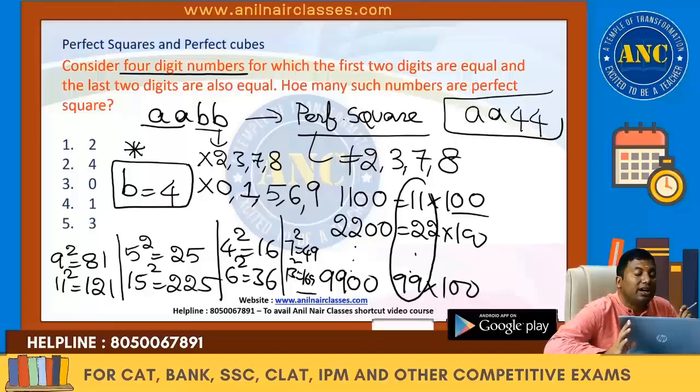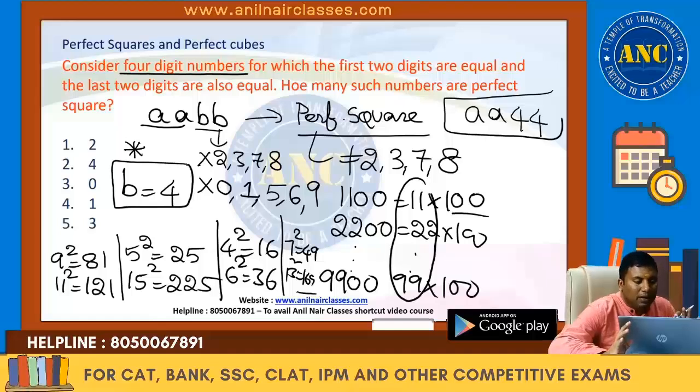Now how can you get the answer very fast? Is this slide clear? B, because the number is a perfect square, cannot take 2, 3, 7 or 8. B cannot take 0 because if I take 0, I will get only one multiple of 11. I cannot have 1 because for any perfect square ending with 1, the tens place will be an even number. I cannot have 5 because the tens place will be 2. I cannot have 6 and 9 because the tens place will be an odd number in case of 6, an even number in case of 9. The only value possible is 4.